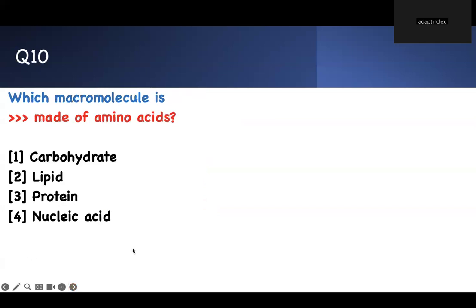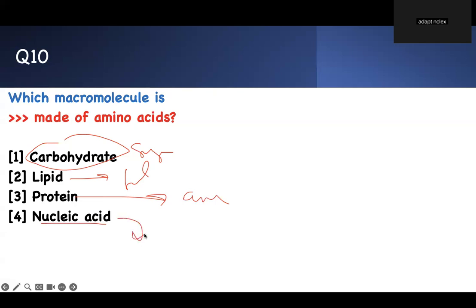And the last question: which macromolecule is made up of amino acids? You know that macromolecules have constituents. Carbohydrates are made up of sugar. Lipids are fats, right? Proteins are made up of amino acids. Nucleic acids are a portion of the DNA, but they're made up of different nucleotides. Therefore, amino acids, protein constituent.